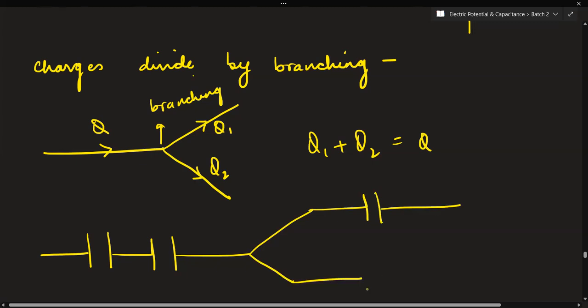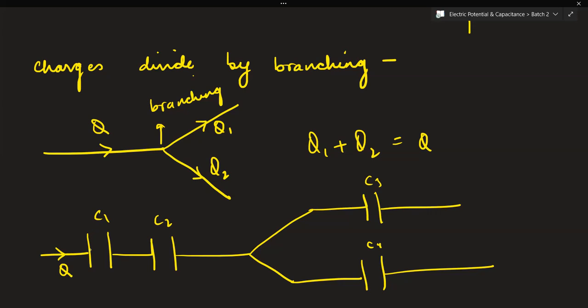In this branch also we have added a capacitor. Let's say this is C1, this is C2, this is C3, this is C4. All these are capacitors. Now the charges have started flowing. This is capital Q. See, all these capacitors, or in case of current electricity, you will be studying resistors, do not hinder the charge. They do not interfere with the flow of charges. Until and unless the wire remains the same, the charges keep on flowing continuously.